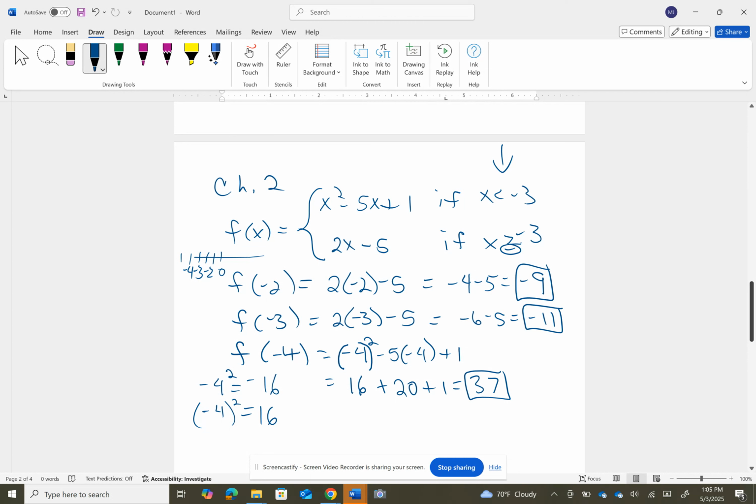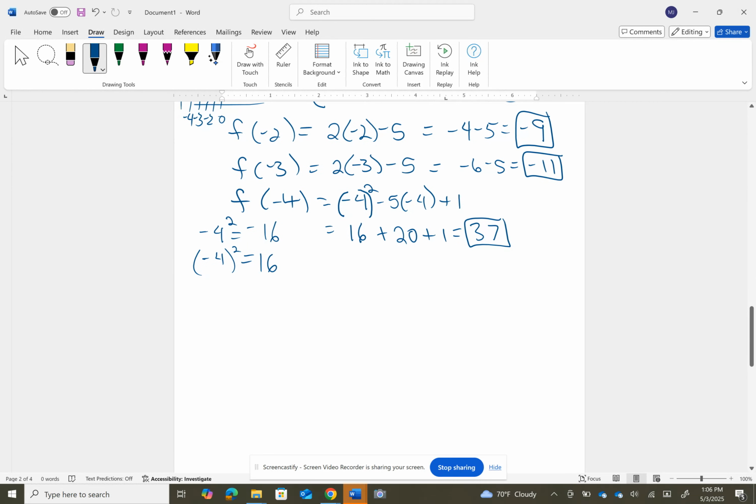Another objective I wanted to do is to find and simplify a difference quotient. So let's suppose that our function, I'll make it f of x, was something like x squared minus 5x plus 1, just that. And we're trying to find the difference quotient.